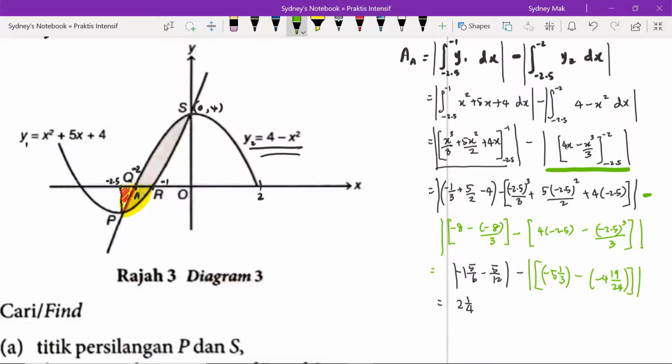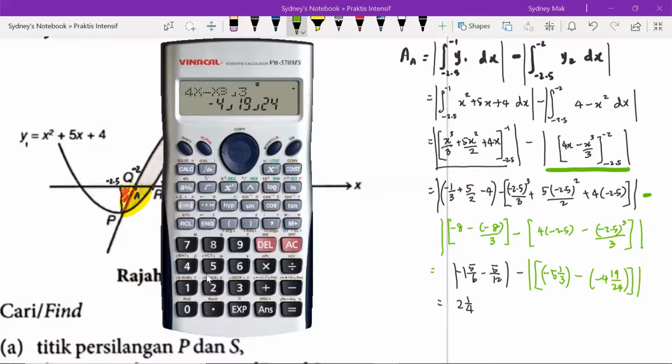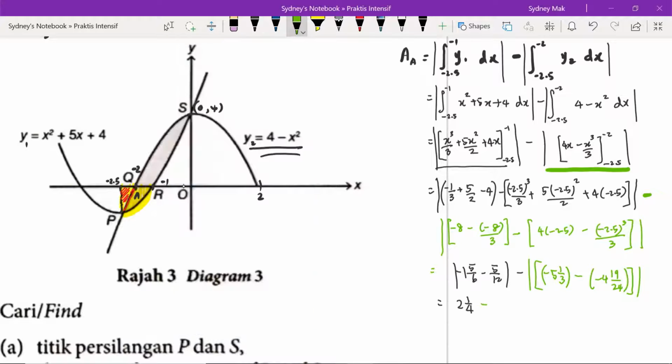All right, so -5 and 1 over 3, and then we minus the last answer. So we got -13 over 24. After we modulus it, we got positive. So minus the positive value, minus 13 over 24.